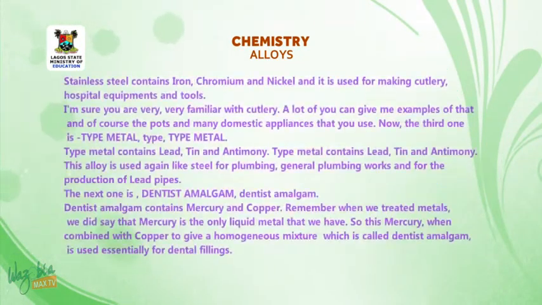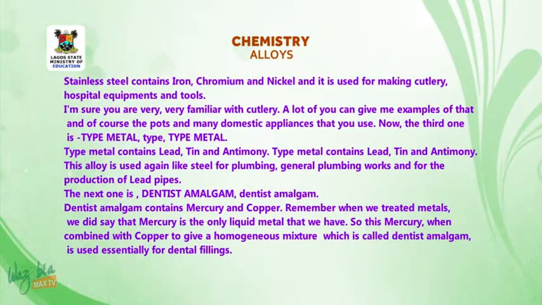Stainless steel contains iron, chromium, and nickel, and it is used for making cutlery, hospital equipment, and tools. I'm sure you are very, very familiar with cutlery. A lot of you can give me examples of that, and of course, the pots and the many domestic appliances that you use. Now, the third one is type metal.